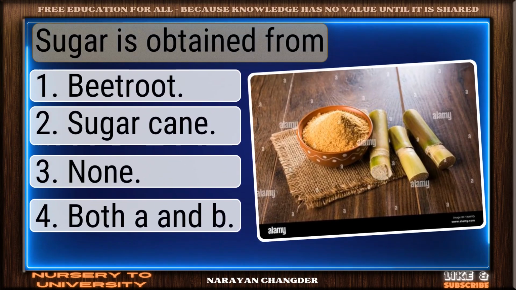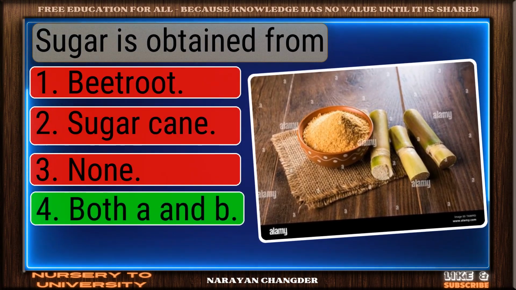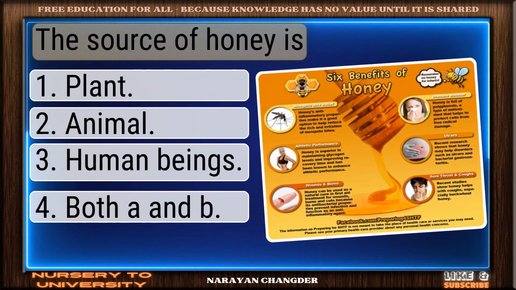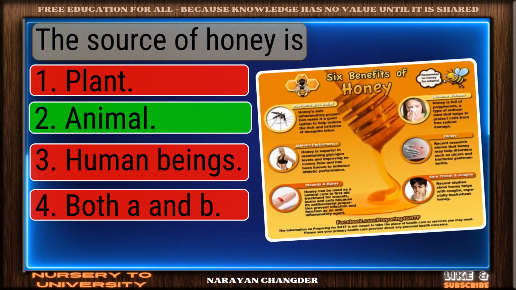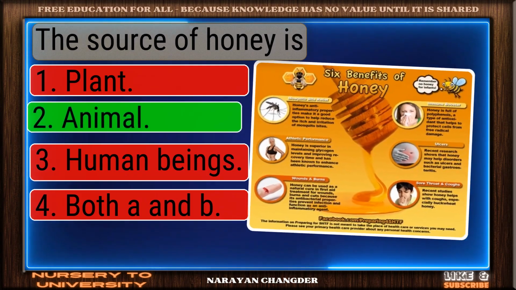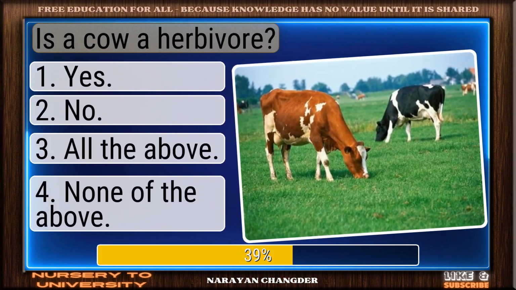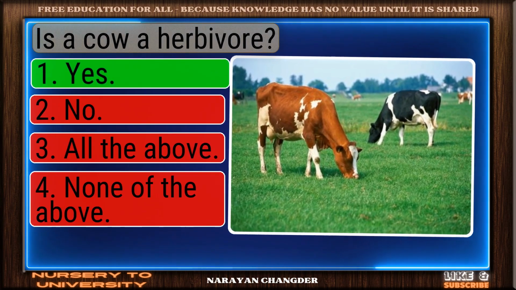Sugar is obtained from. Great thinking. Both A and B is the right choice. The source of honey is. Nice work. You chose animal and it is correct. Is a cow a herbivore? You got it. Your choice yes is right.